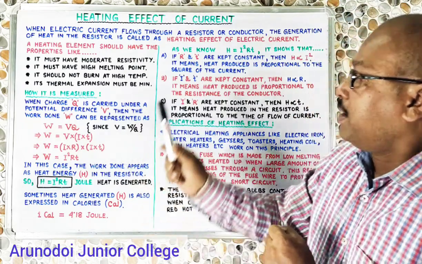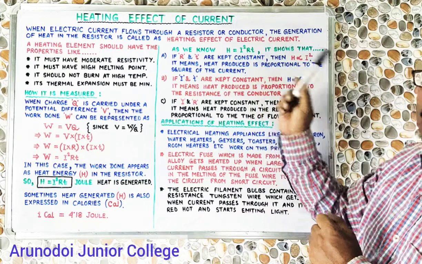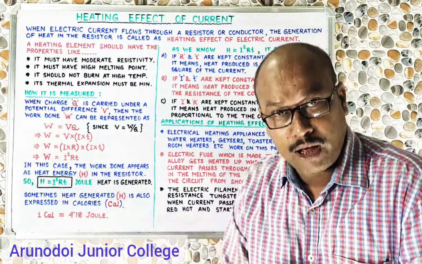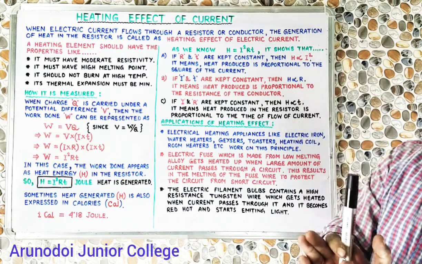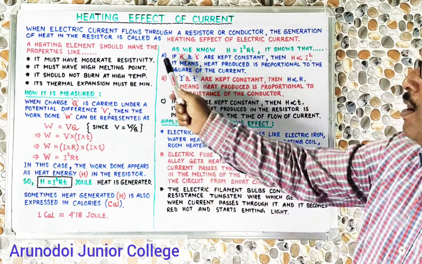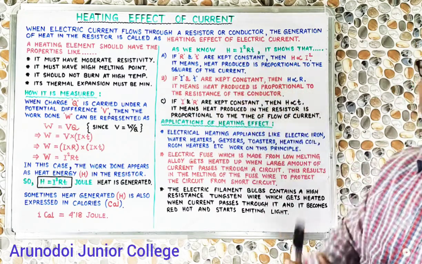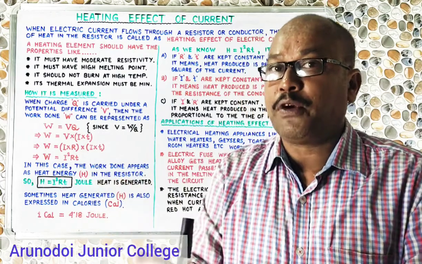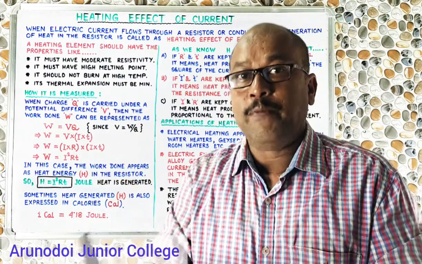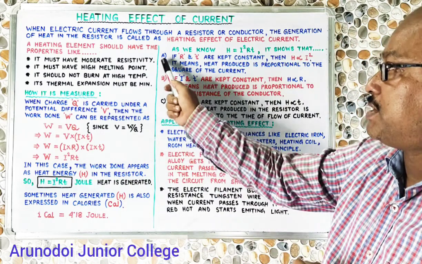Now let us come back. We have already come to know that H is equal to I square into RT. This is the formula. So it will show another very interesting thing. What is that? We will get 3 important observations from this formula, H equal to I square into RT. Observation number 1, that is observation A.